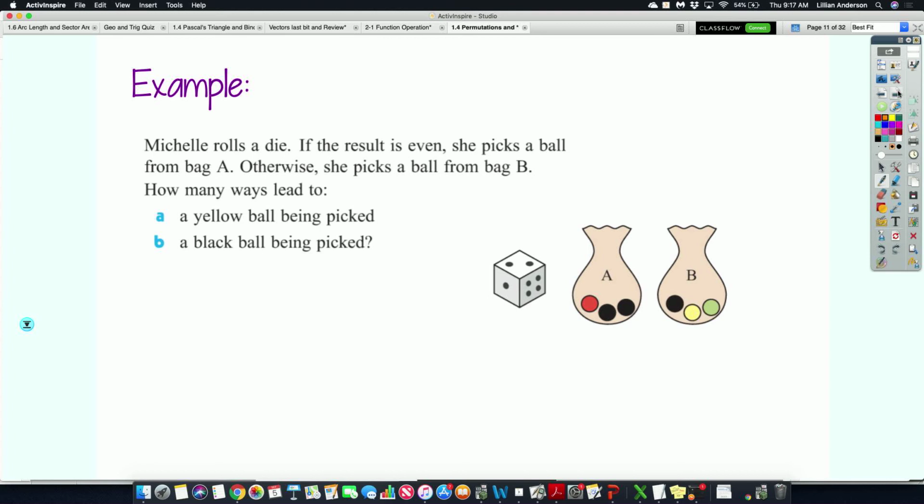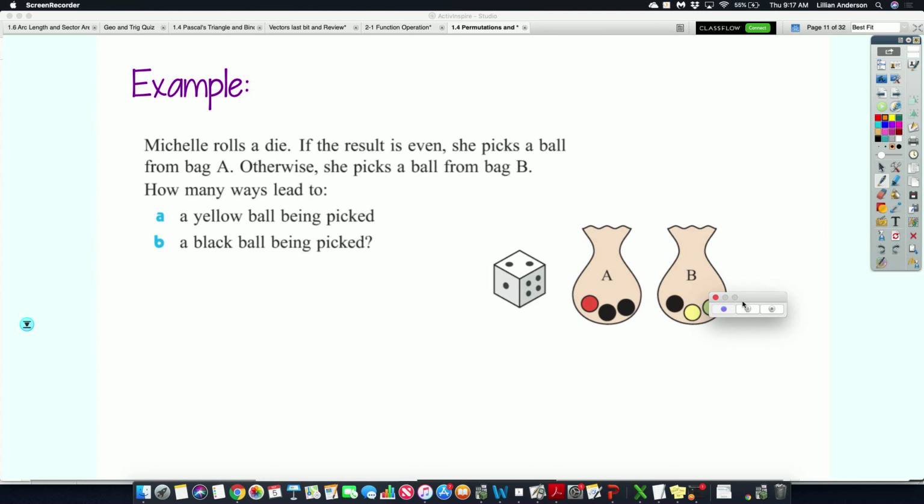Michelle rolls a die. Okay? If she rolls an even number, then she's going to pick from bag A. Otherwise, she's going to pick from bag B. Okay? So, how many ways lead to a yellow ball being picked? How many ways lead to a black ball being picked? Okay? So, 2 different questions.